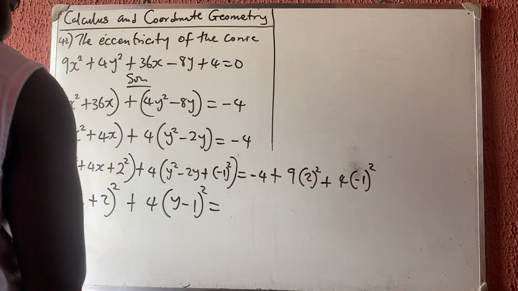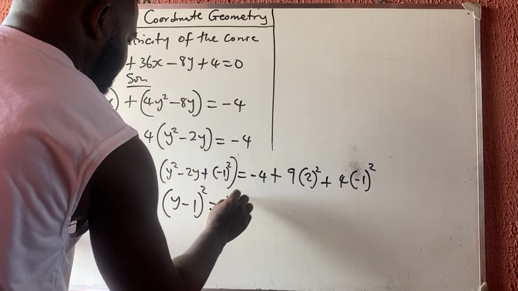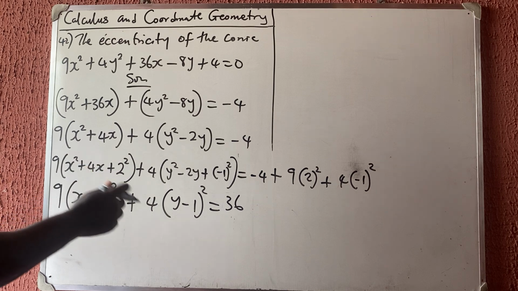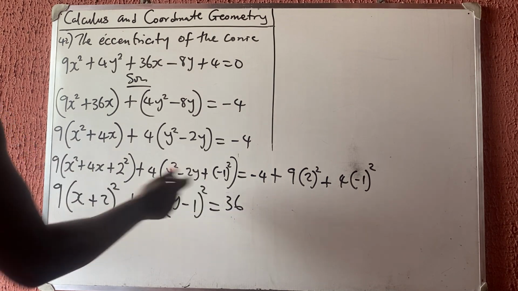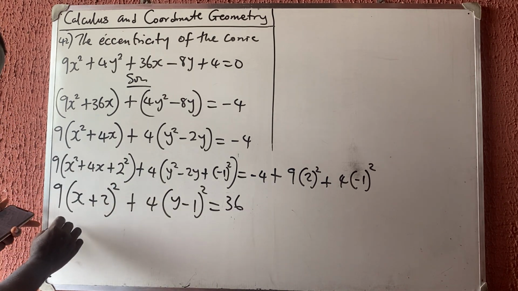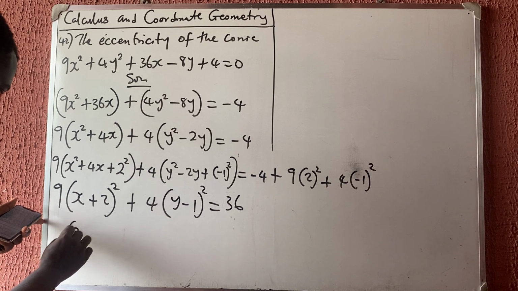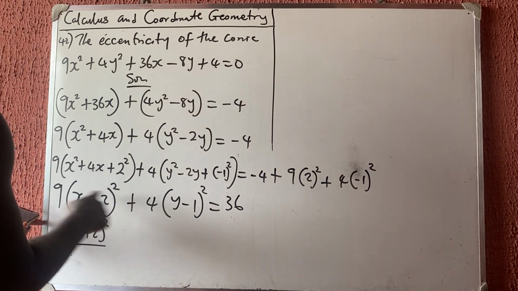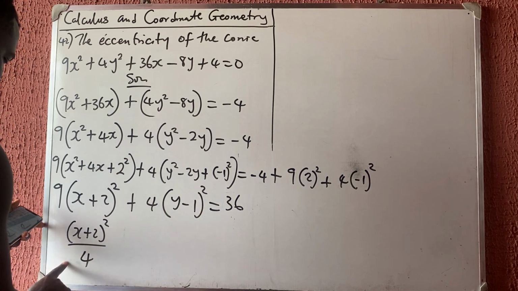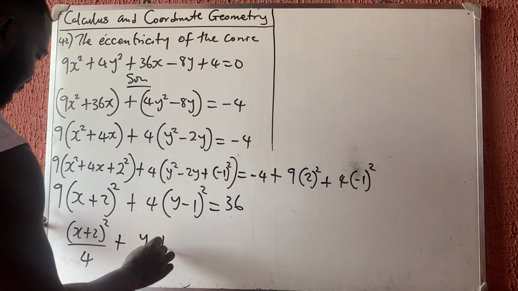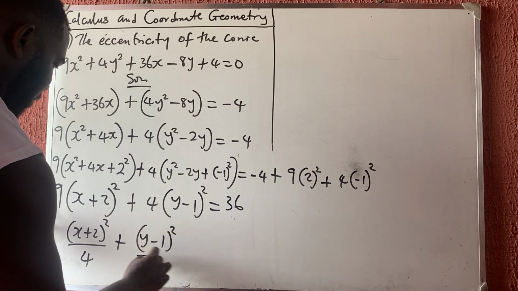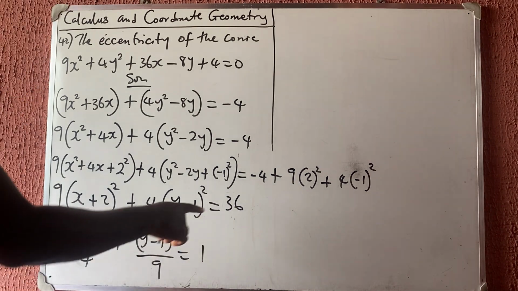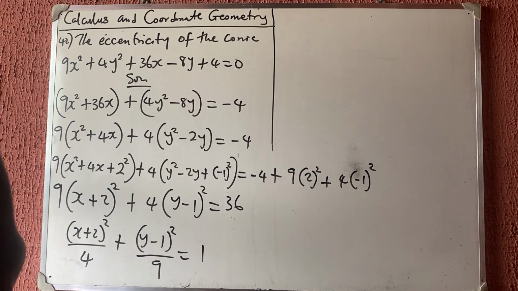I'm going to have 36. So I'm having 36 here. So divide everybody by 36, because in an ellipse equation, the right hand side must be equal to 1. So if I divide by 36, I'm going to have (x plus 2) all squared over 9 divided by 36, which will give you 4 here. Then plus (y minus 1) all squared over 36 divided by 4 will give you 9 here, is equal to what? 1. So divide everybody by 36, you'll be getting this.